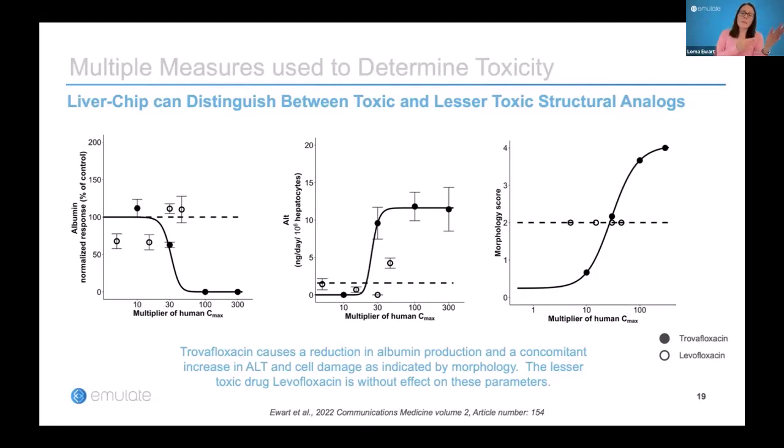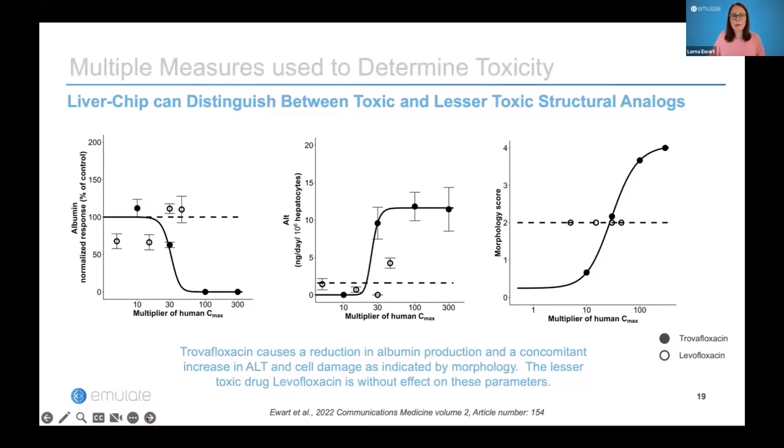Basically, the lower the number, the healthier you are. The higher the number, 4, means that, you know, you're not really in great shape at all. So again, you can see that trovafloxacin increases over concentrations, I should say. Whereas the dotted lines here are representing levofloxacin, and you can see levofloxacin is without effect on albumin, ALT, or morphology. So this clearly shows us that Liverchip was able to distinguish between this pair.